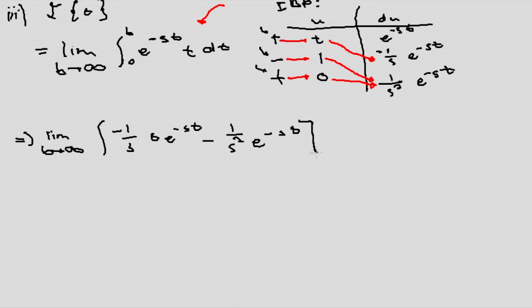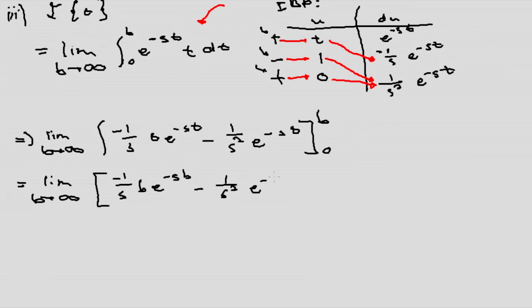Okay. And this goes from 0 to b. So, the limit as b approaches infinity, let's now evaluate the definite integral. We'll have negative 1 over s b e raised to the negative s b, minus 1 over s squared e raised to the negative s b, minus this whole thing, which becomes positive because they're both negative. So, plus 0 here.